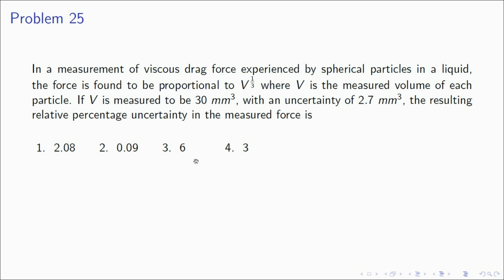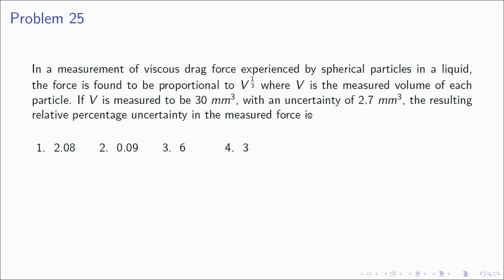Okay, so this is the last problem, and it's simple. So let's see. It says in a measurement of viscous drag force, the force is found to be proportional to V to the power 1/3, where V is the measured volume of each particle. If V is measured to be 30 mm cubed with an uncertainty of 2.7 mm cubed, the resulting relative percentage uncertainty in the measured force is what?